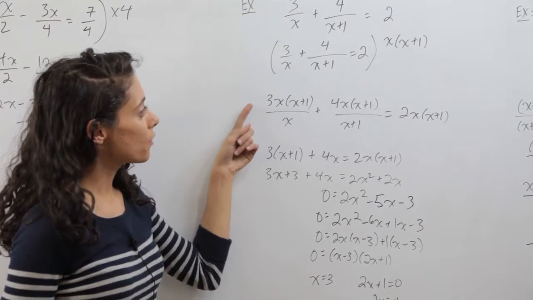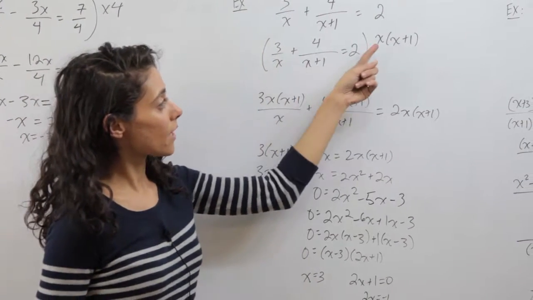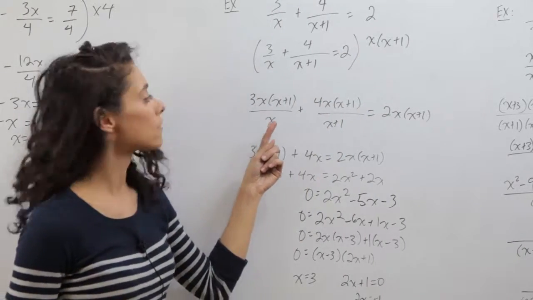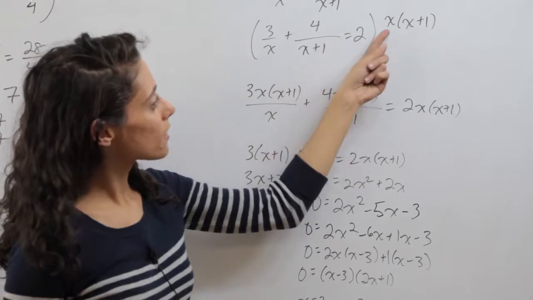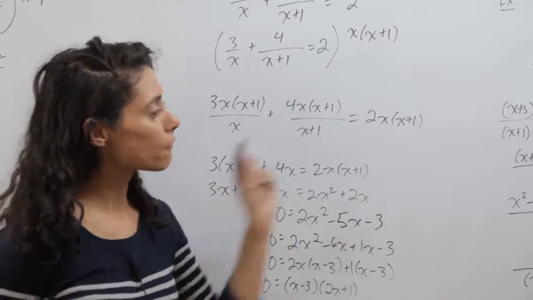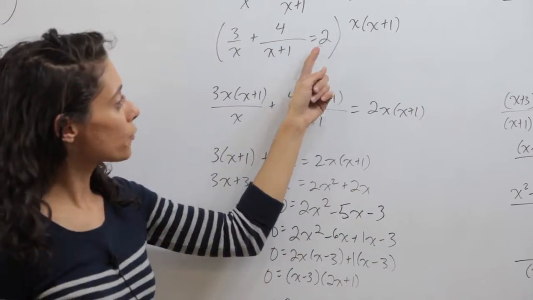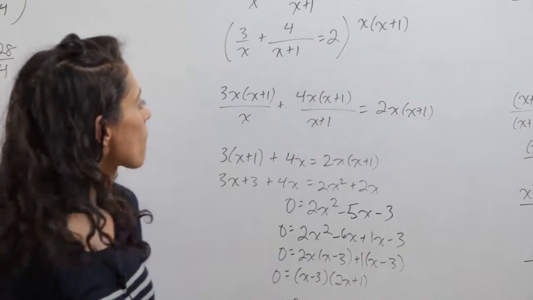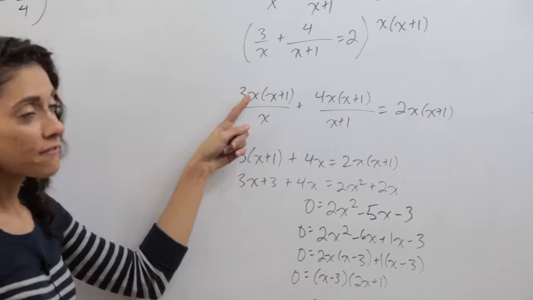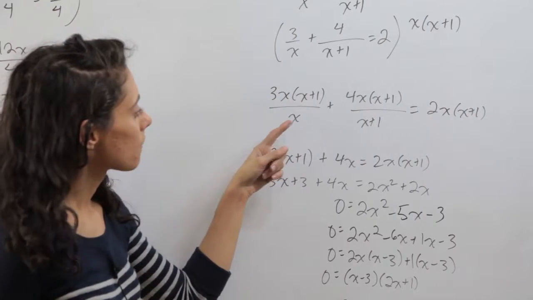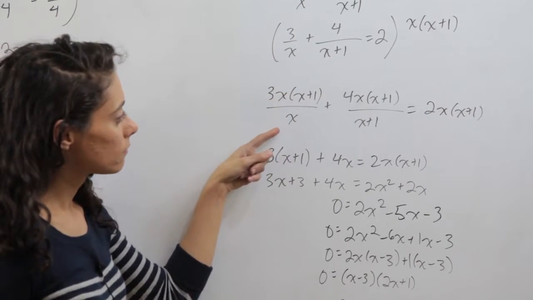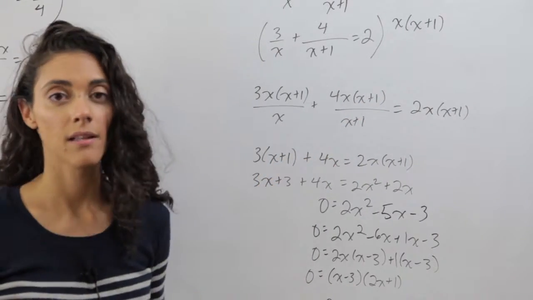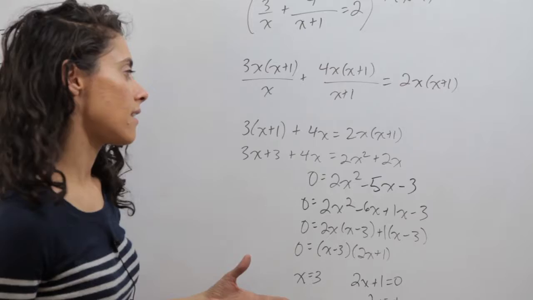This first thing is going to become 3 times x plus 1, still over x. The second one becomes 4 times x plus 1, still over x plus 1. And don't forget, the 2 also gets multiplied by x and by x plus 1. Now, there are common factors in the numerator and the denominator. Here the x's cancel out. Here the x plus 1 cancel out. Fractions are gone. Now that the fractions are gone, we treat this like any other equation.